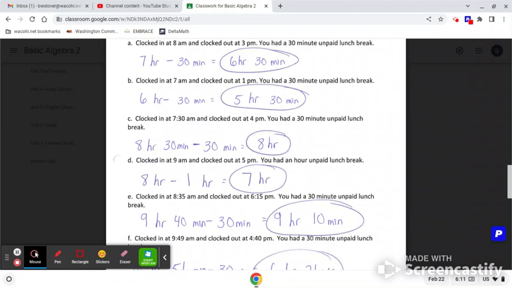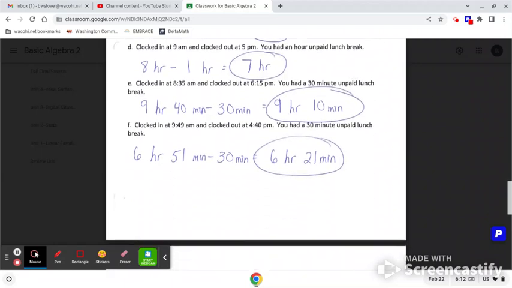It's the same thing. So letter B, we clocked in at 7 a.m., clocked out at 1, 30-minute unpaid lunch break again. So our elapsed time that we were at work was 6 hours, but we're subtracting that unpaid lunch break, which was 30 minutes. It means we would be getting paid for 5 hours and 30 minutes. Same concept for letter C and letter D.